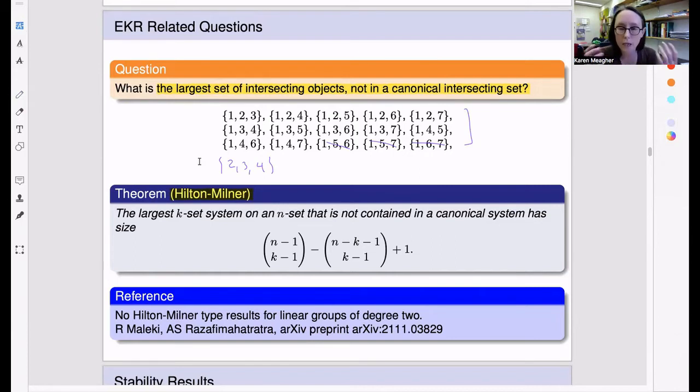And so anytime we have a question about whether or not an EKR theorem holds, we can ask if a Hilton-Milner type thing holds. There's a paper that my student Biddy and some other people did, where they looked for Hilton-Milner type theorems in a group, and they proved that there's no Hilton-Milner theorem for this particular situation, and used that to prove the EKR theorem. So it's a nice application of using Hilton-Milner type stuff.